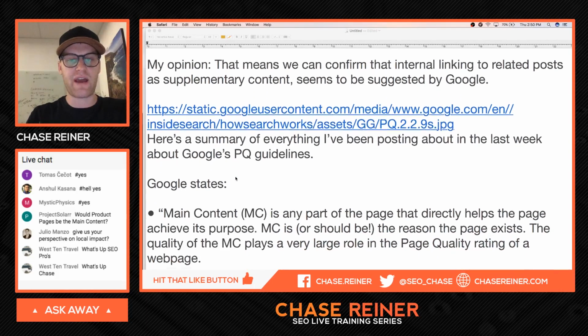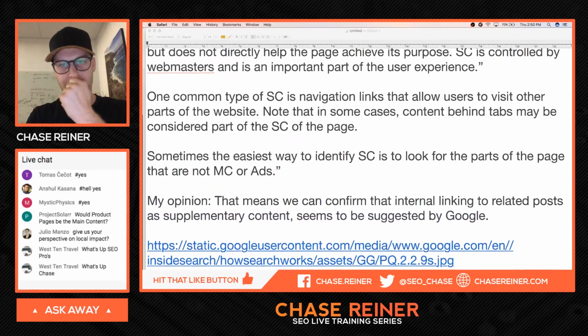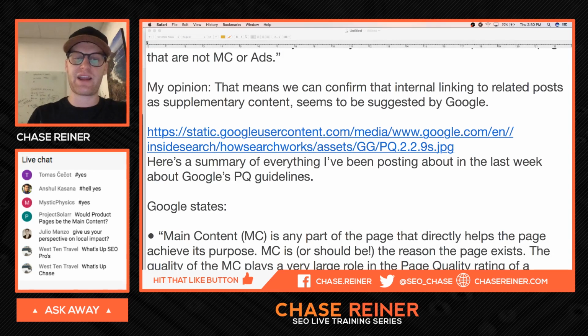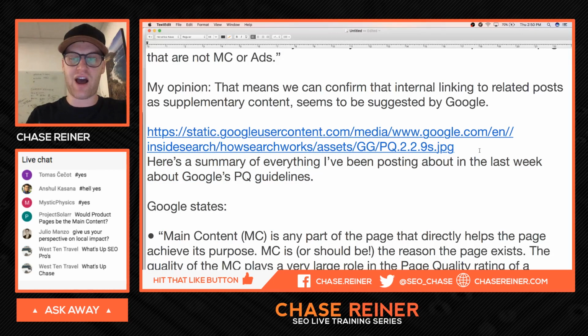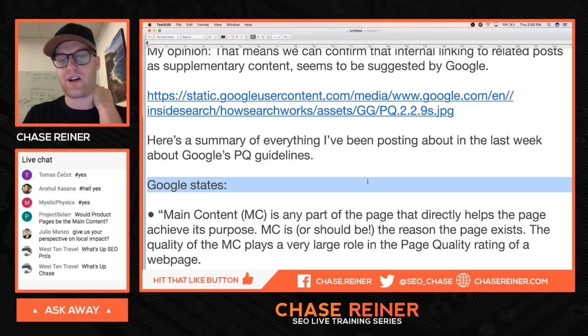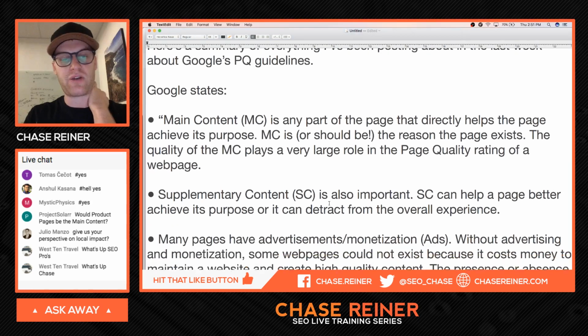So here's a summary of everything I've been posting about in the last week about Google's PQ guidelines. If you guys aren't in the Facebook group, what I was doing for a while was posting everything that I was finding in these guidelines. And I'm still not done with these guidelines. Like I said, I'm on page 50, but it's just taken me so long to take all these notes. So main content is any part of the page that directly helps the page achieve its purpose. Main content is, or should be, the reason the page exists. The quality of the main content plays a very large role in the page quality rating of a web page.